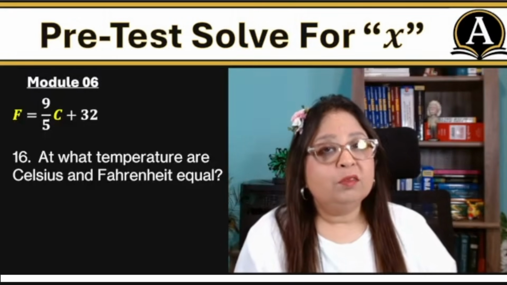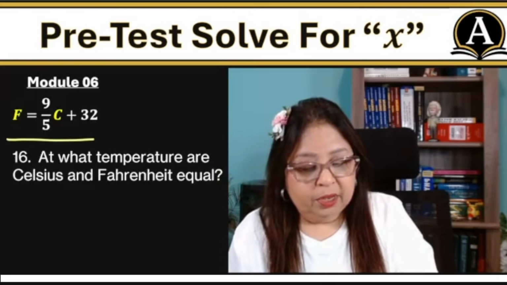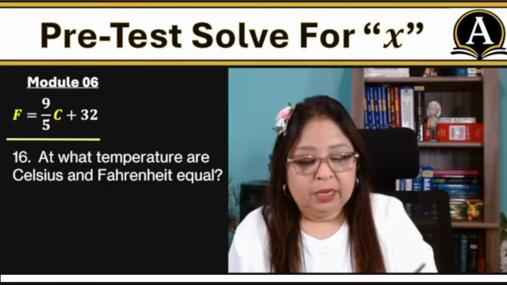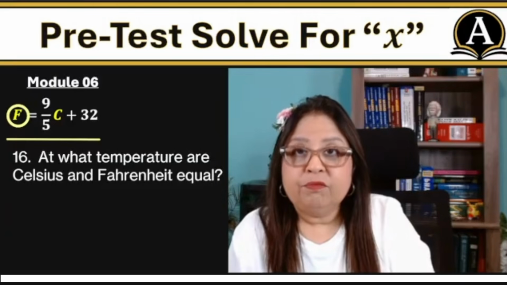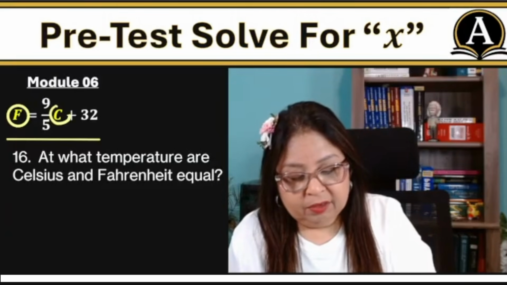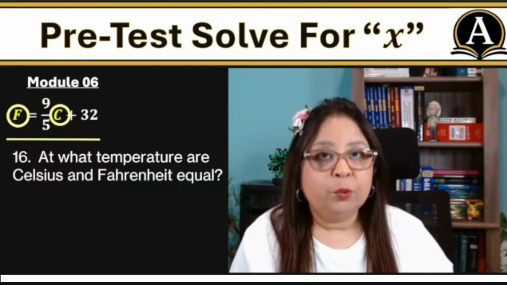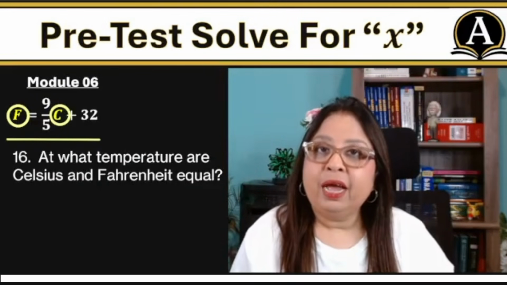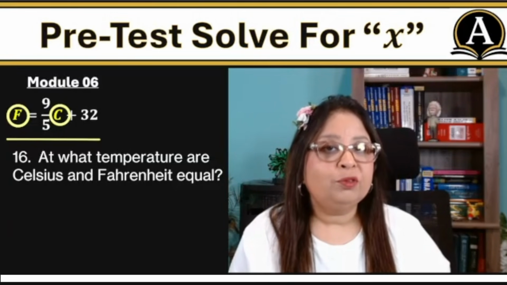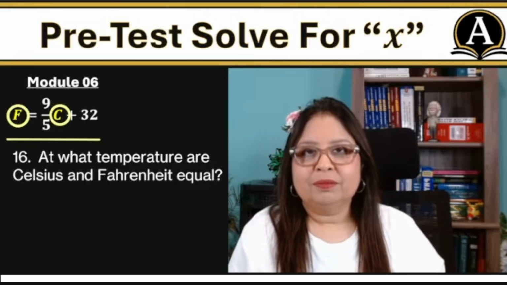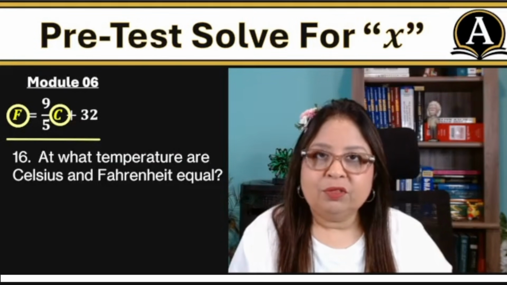Next slide. Now this problem is not so straightforward. In this problem, you're given this equation over here. In this equation, F is the temperature in degrees Fahrenheit and C is the temperature in degrees Celsius. And you're asked at what temperature are the Fahrenheit and Celsius equal to each other. This problem is challenging. Shall we move on to the answers now?